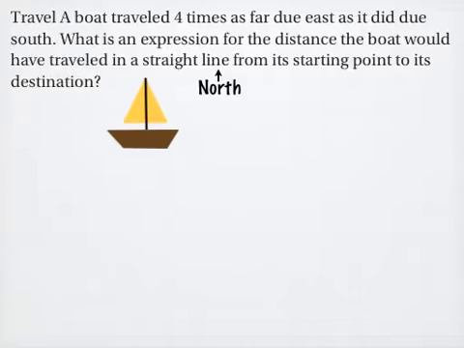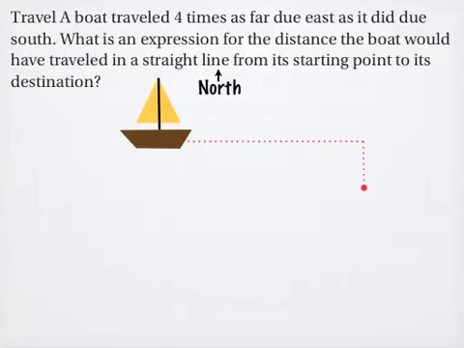So I have a boat, and I'm going to go east, and then I am also going to turn and go south. It tells me a boat traveled 4 times as far due east as it did due south. So I don't know how far south it went, so I'm going to assign it the variable x. But I know that it went 4 times x further east. So I'm going to say that this side would be 4x.